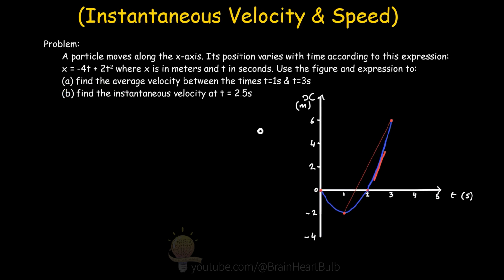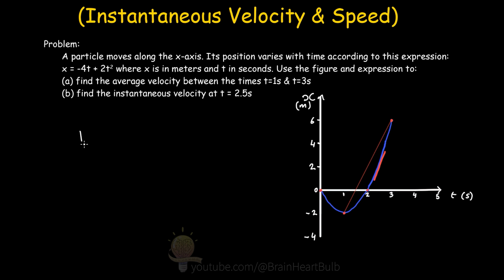A particle moves along the x-axis. Its position varies with time according to this expression, where x equals minus 4t plus 2t squared. x is in meters and t in seconds. Use the figure and expression to A, find the average velocity between the times t equals 1 second and t equals 3 seconds, and B, find the instantaneous velocity at t equals 2.5 seconds.